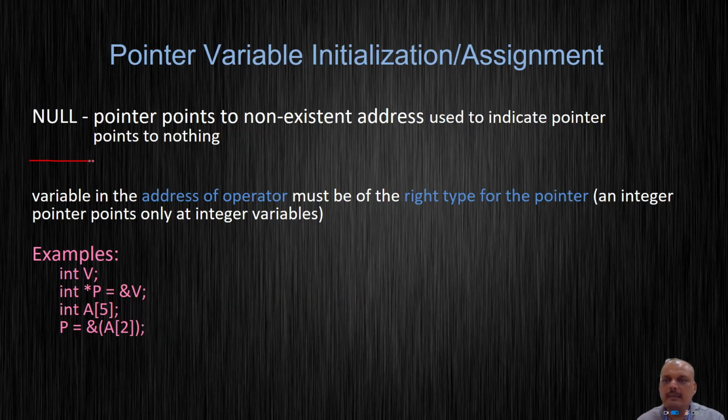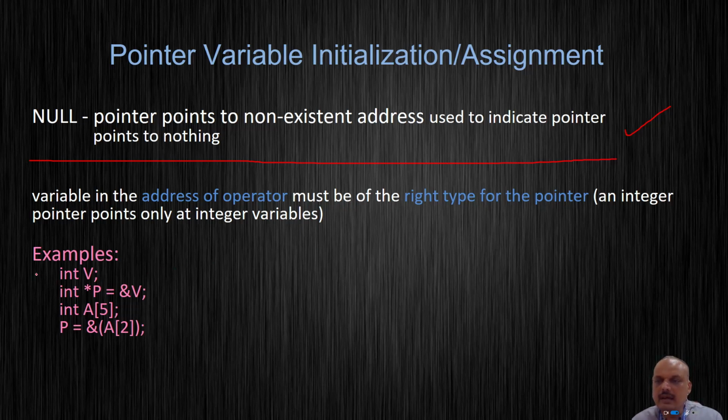Now a pointer can basically have a null value as well, which means the pointer is called a null pointer, or it basically points to an address which doesn't exist in my memory block. So all the pointers which point to null are called null pointers. The variable in the address of operator must be of the right type as that of the pointer data type.